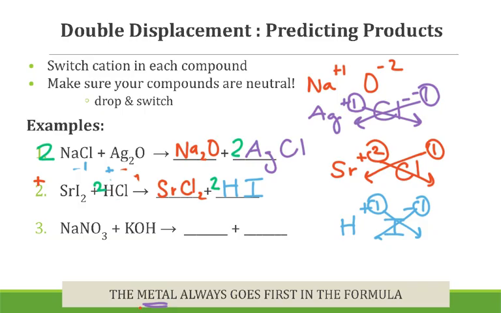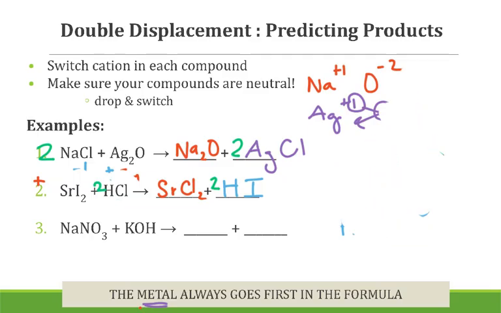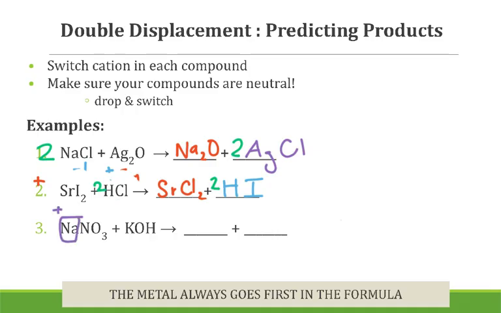NaNO3 plus KOH. When we have polyatomic ions, this doesn't change what we're doing. Instead of having just that nonmetal, we're going to have that polyatomic grouping switch. So my sodium has a positive charge, and my potassium has a positive charge, so those are going to switch partners.